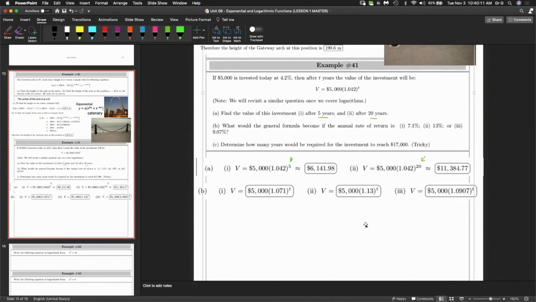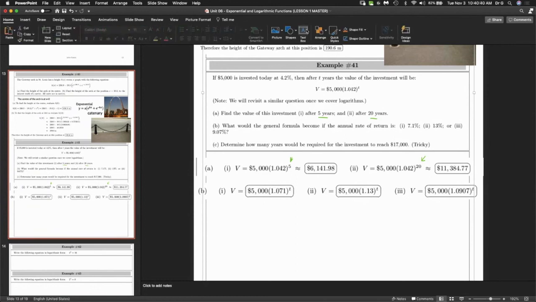Okay, anyway, so there's the formulas if you modify. So you see, if I change it from 4% or 4.2% to 7.1%, then the base changes. If you go to 13% there, and if you have 9.07%, you got that. So that's just an opportunity to practice manipulating the formula. The question that I'm most interested in is part C.